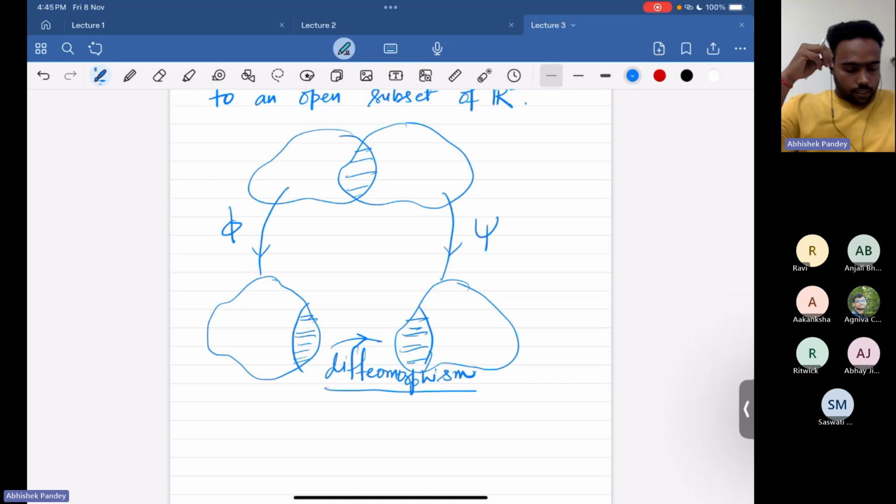The way you define a smooth map on these surfaces is chart-wise. If two charts are compatible, we don't have any problem defining a smooth map. Okay. We can come to this maybe later.